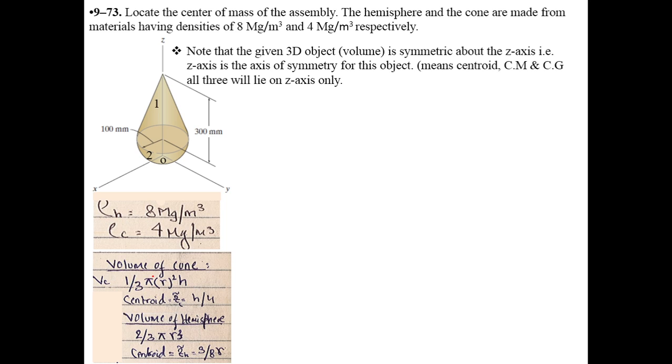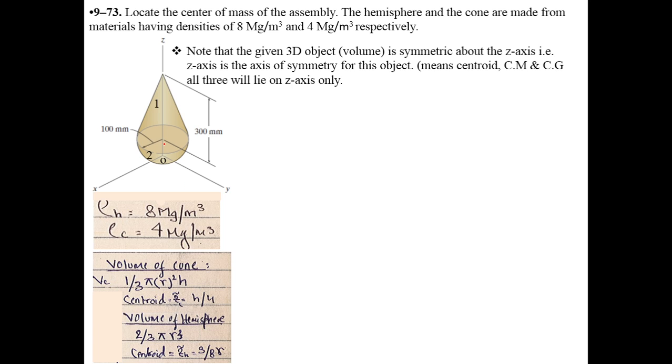So this is the volume of the cone, and the centroid of the cone measured from its base, that is this point, is h by 4. So the centroid will lie on the z-axis. That is why it is z tilde c. Remember that tilde is basically the centroid of your differential element. Here we cannot use a differential element, but we can subdivide our body into simple elements. So z tilde for the cone is defined as h by 4, measured from its base.